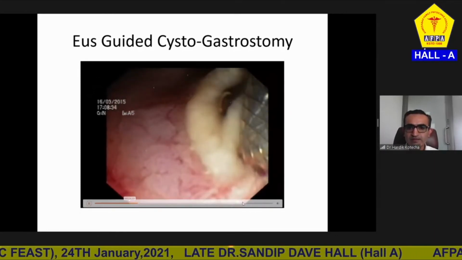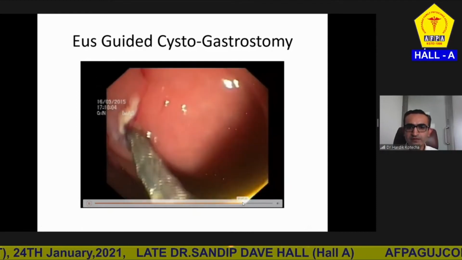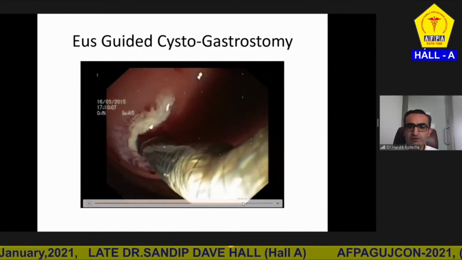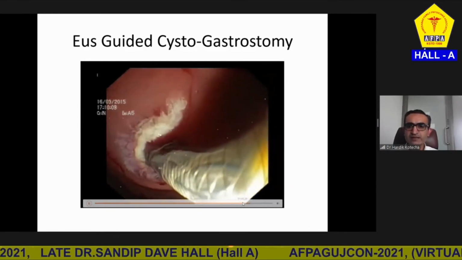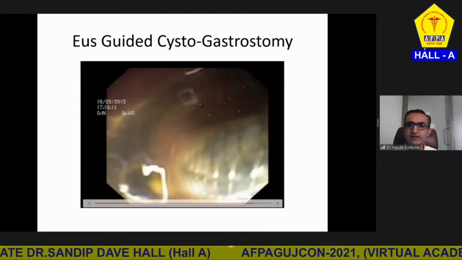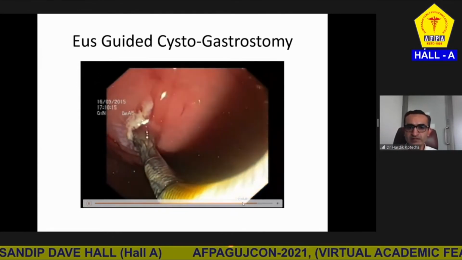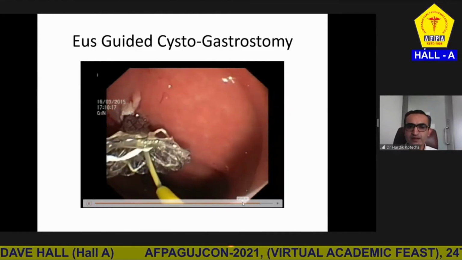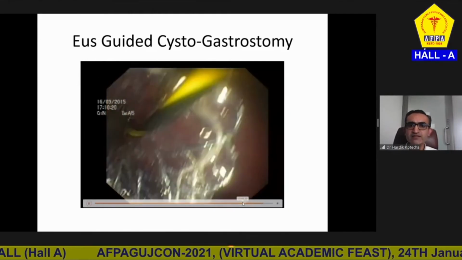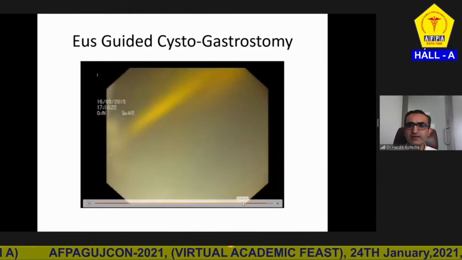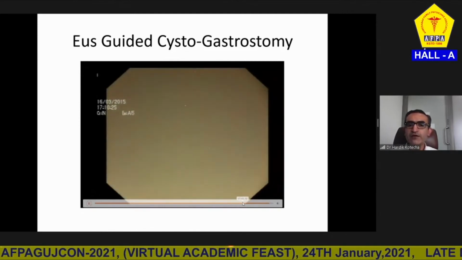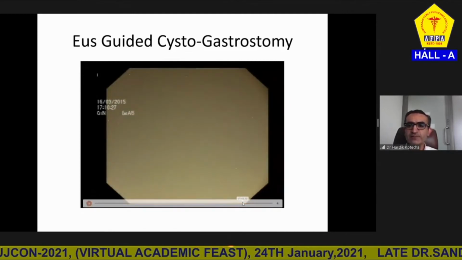So I'll just show the stent deployment without wasting much time. Once the stent is placed, it is a funnel-shaped stent with a funnel on both the external and the internal aspect to prevent stent migration. Once the stent expands, you can see nicely the stent is deployed and all the purulent material is draining into the stomach. The lumen of the stent becomes 16 millimeter. It expands to 16 millimeter.